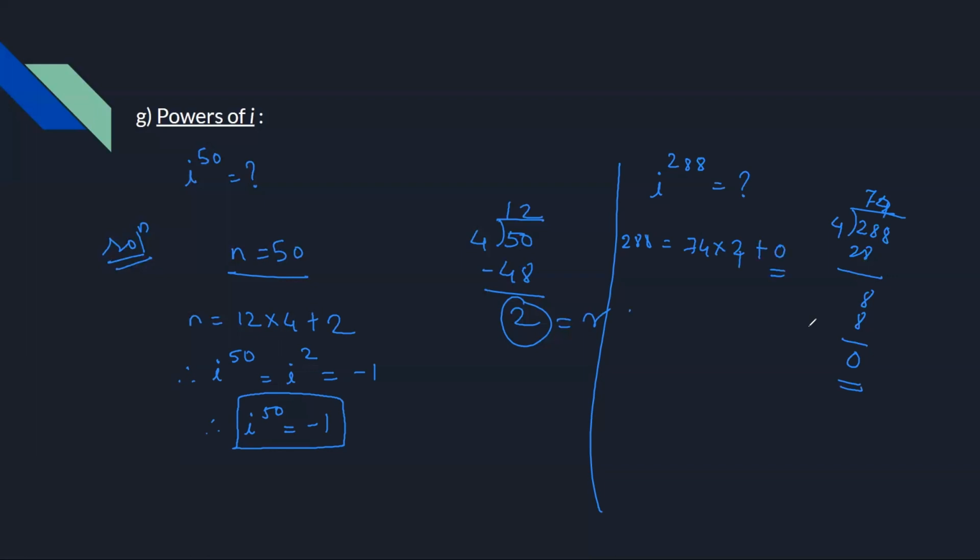So my i raised to 288 equals, this is the value of r, so i raised to power 0, that is 1. Anything raised to 0 is 1. Hence proved. So therefore i raised to 288 equals 1. In this way you can solve any power of i, given n which is greater than 0, which is a positive integer.